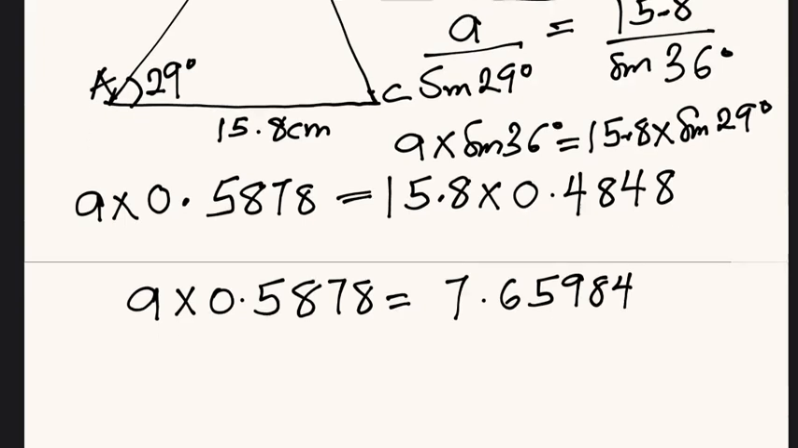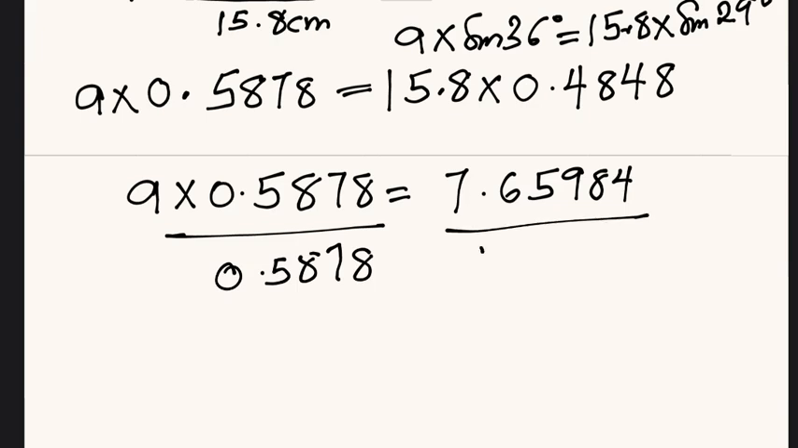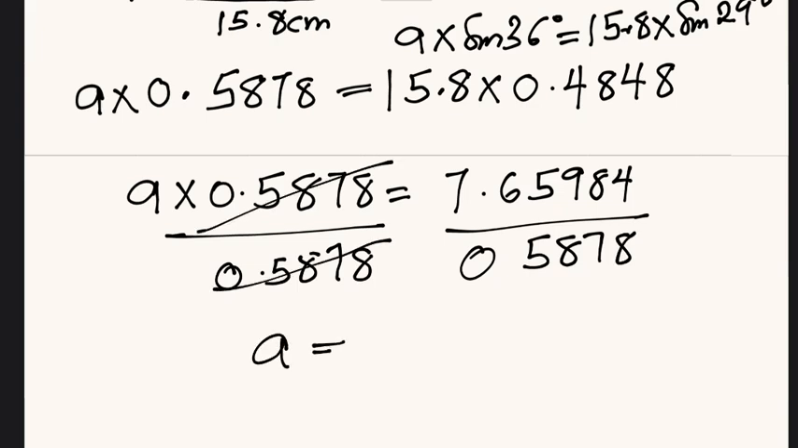7.65984. So let's try to divide both sides by 0.5878. So this will cancel this. We have our value of a. When we divide by calculator, we have 13.03 centimeters. So that is the value of a in applying the SINE rule.